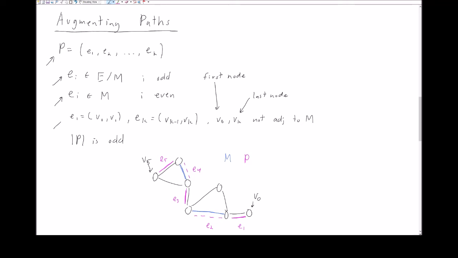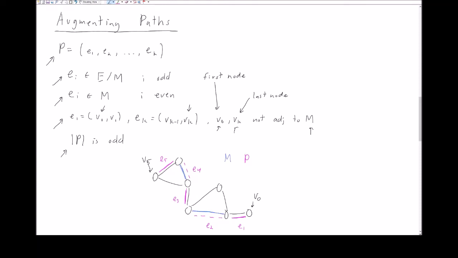Additionally, the first and end nodes of this path are both going to be exposed nodes. The first node is going to be the first node of the first edge, and the last node is going to be the last node of the last edge, the kth edge. We're going to call these nodes V0 and Vk. By exposed, we mean that both of these nodes, V0 and Vk, are not adjacent to any edge of our matching M. Finally, the number of edges in our augmenting path, P, is going to be odd. So k is going to be some odd number.